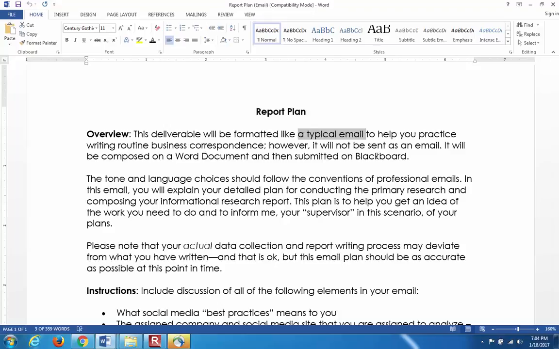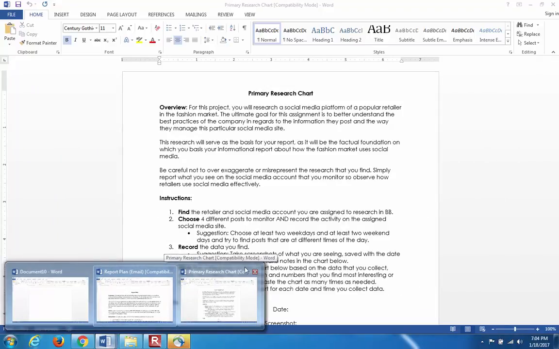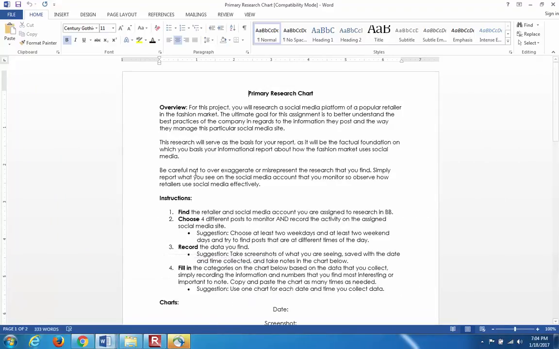But one thing that we do want to practice in this class is sending routine business correspondence like an email. So this report plan functions as kind of a practice of writing really routine business correspondence to make sure that when the time comes, you know how to send a business email properly. So that's one thing that's going to help you achieve the things you need to do for the report.